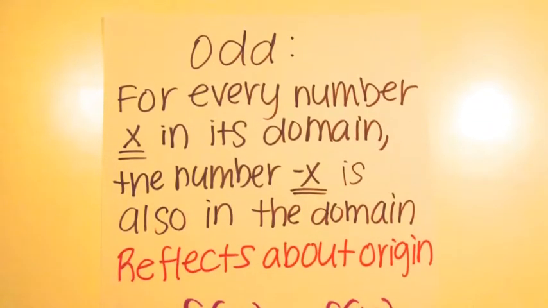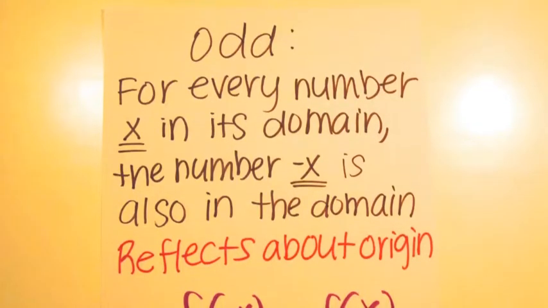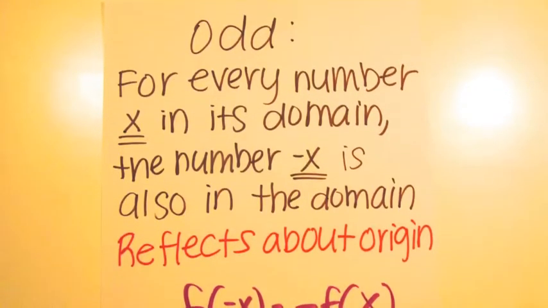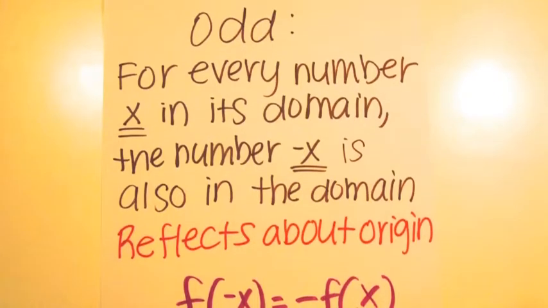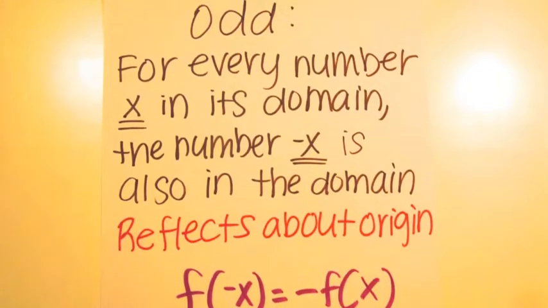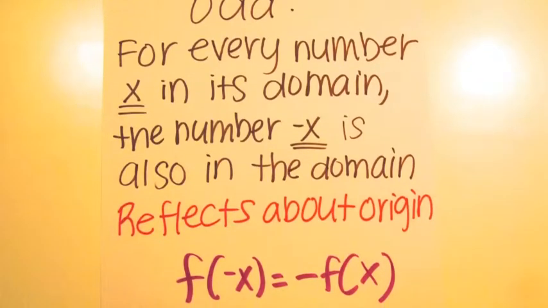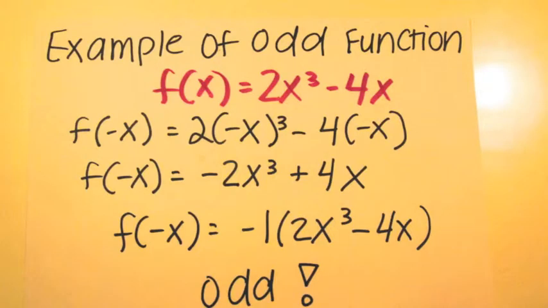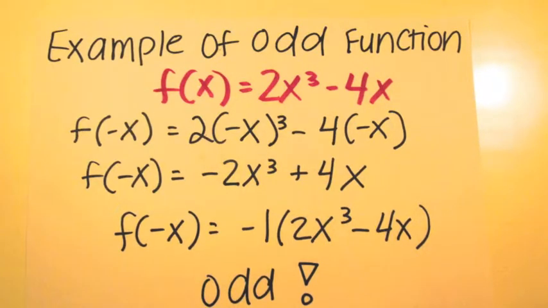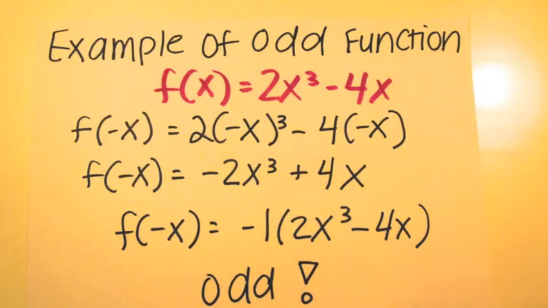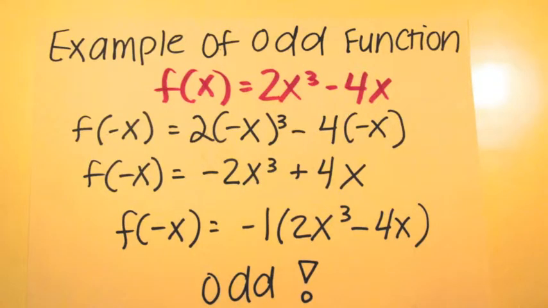An odd function is, for every number x in its domain, the number negative x is also in the domain. An odd function reflects about the origin, and the function is f of negative x is equal to negative f of x. The way you can tell if a function is odd is if you plug in negative x into the equation. If the resulting equation resembles that of the original one, if a negative 1 is factored out, then you know it's odd. So let's look at this equation.